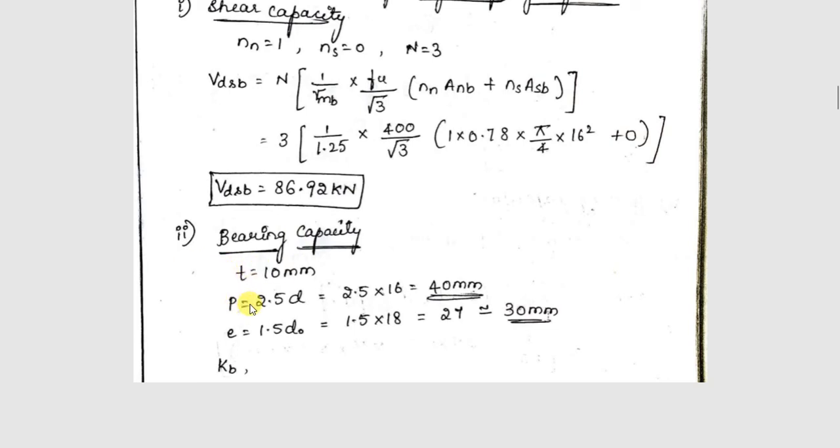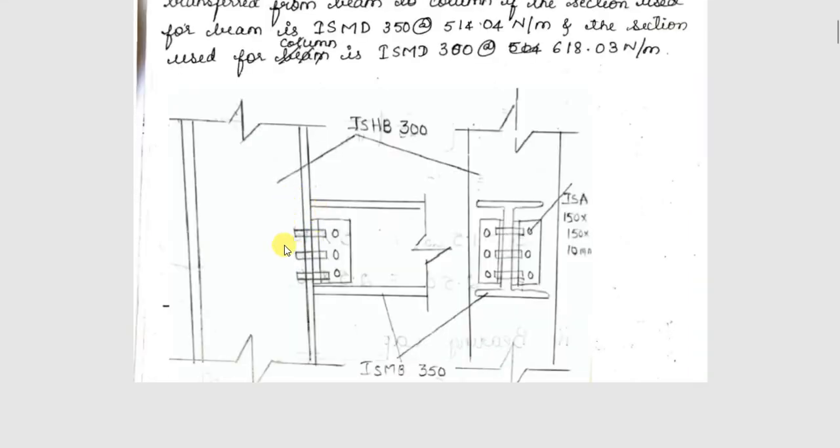We need to calculate pitch and edge. Pitch and edge is not given. The diameter of the bolt used here is mentioned. Based on that, you can calculate pitch and edge. Now we have to decide the value of T. We are dealing with this connection now.